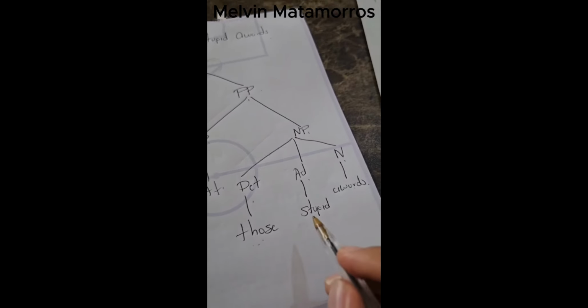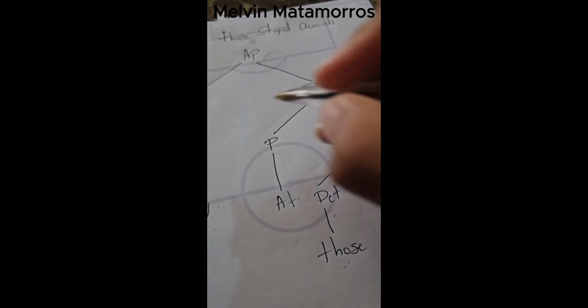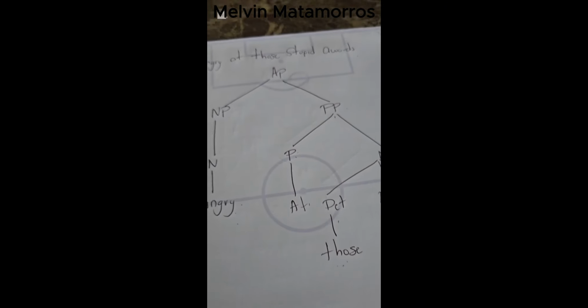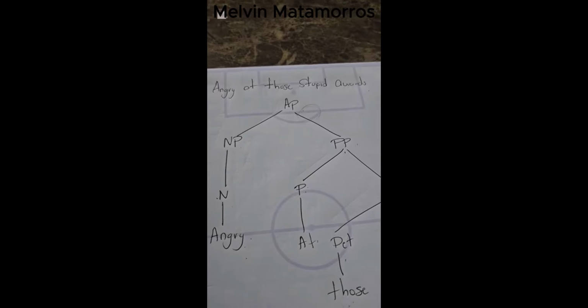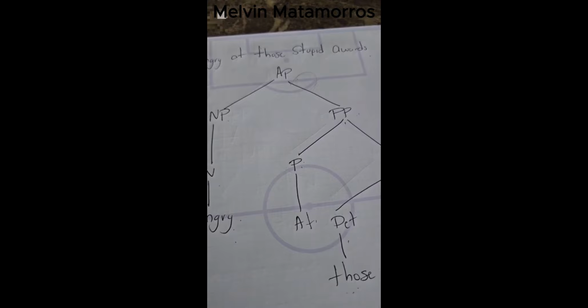Stupid functions as an adjective describing awards, and the preposition is at. For this reason, the sentence is angry at those stupid awards. This is an adjective phrase.